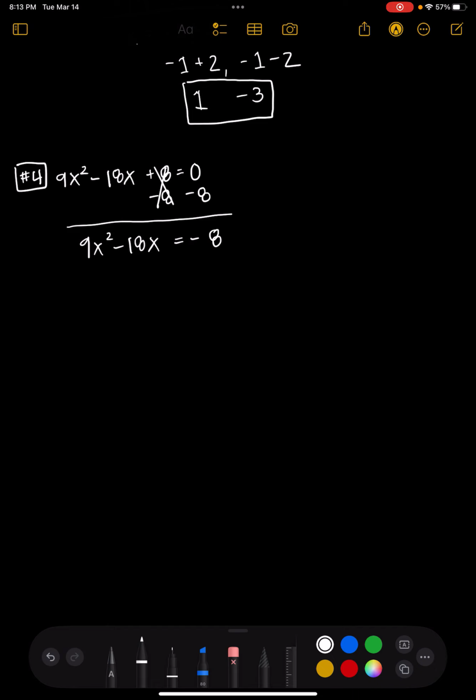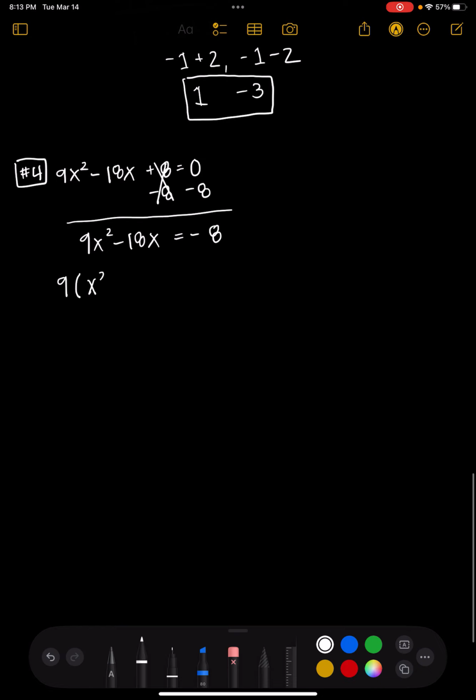Now, because you have a number in front of that x squared, we're going to factor it out. So I'm going to write the 9 out here and then divide each chunk by 9. So 9x squared divided by 9 gives me just an x squared, and then a negative 18x divided by 9 gives me a negative 2x. And remember, you're only factoring the 9, or the number in front of the x squared, from the left side of the equation.